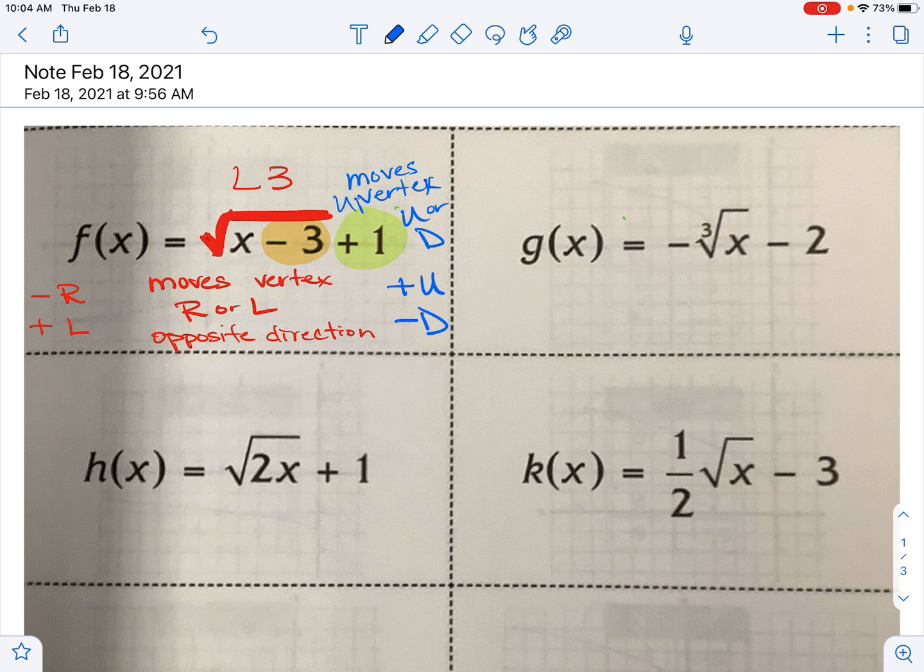So if I were to sketch this graph, it is a square root function. It is going to move it left 3, 1, 2, 3. It is going to move it up 1. So the new vertex is going to be approximately there.